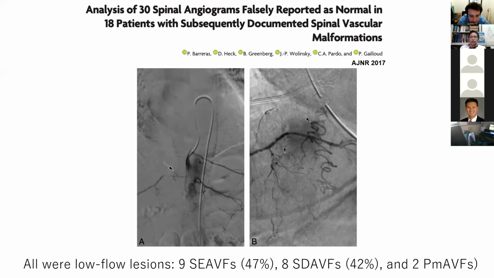So I would summarize with this interesting report from the group at Johns Hopkins, AJNR 2017. They did spinal angiograms in 30 patients previously reported as normal at other institutes, and they subsequently found 18 patients with shunts: epidural shunts in 8, dural shunts in 8, and 2 perimedullary shunts. So more than half the patients who were supposed to be angionegative at other hospitals were subsequently shown to have this kind of shunt.